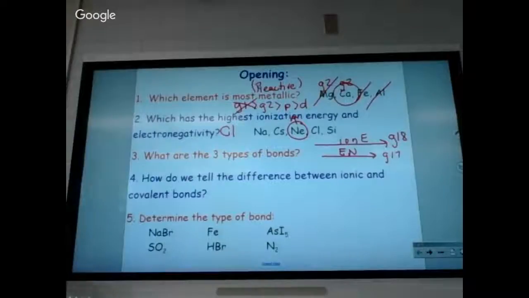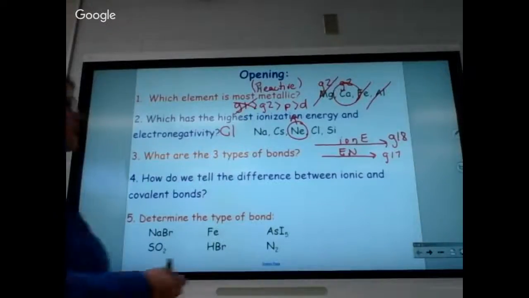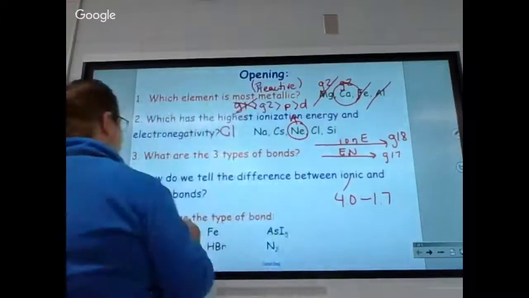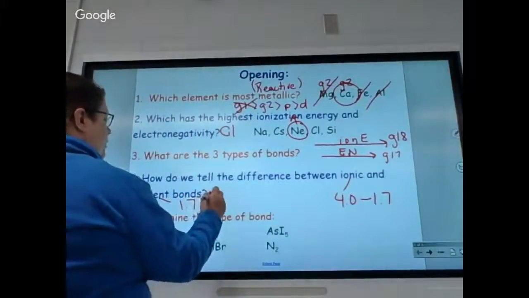All right. What are the 3 types of bonds? How do we tell the difference between ionic and covalent? Ionic is metal plus non-metal. Good. Covalent is non-metal plus non-metal. Can you do it the other way too? Ionic would be between the range of 4 to 1.7. Covalent would be? Yes. Okay. Now, 4 to 1.7 is ionic, and covalent would be 1.7 to 0.